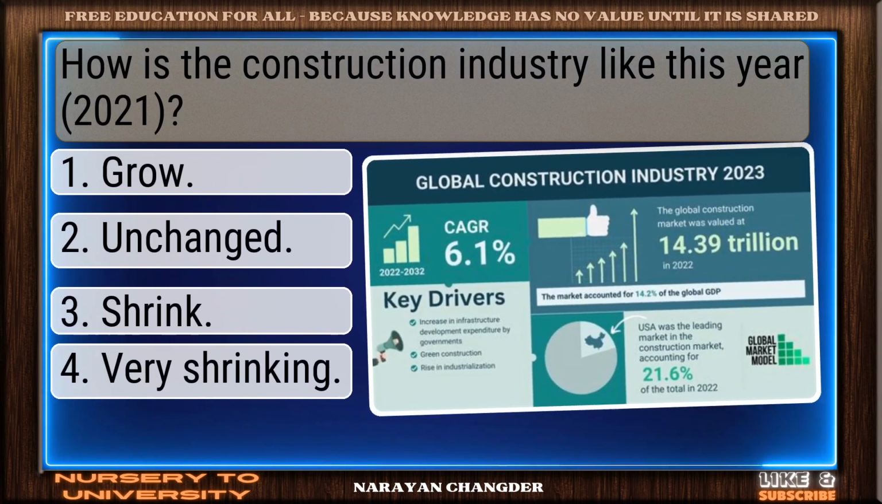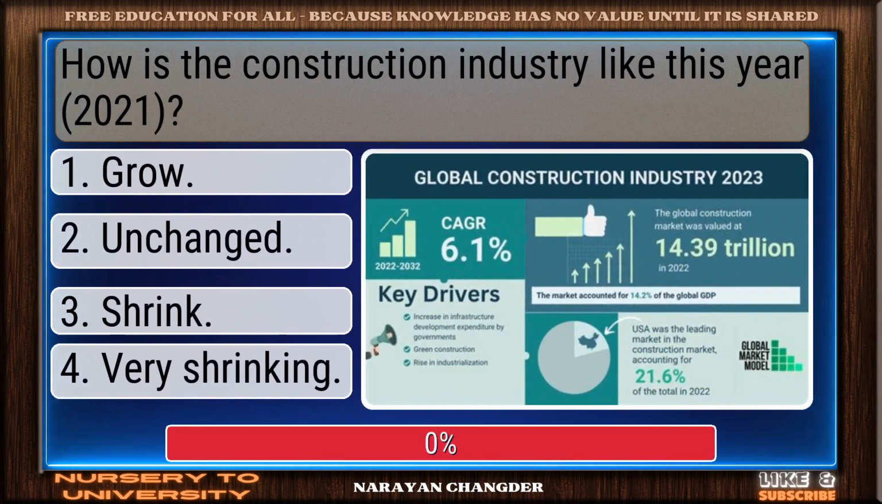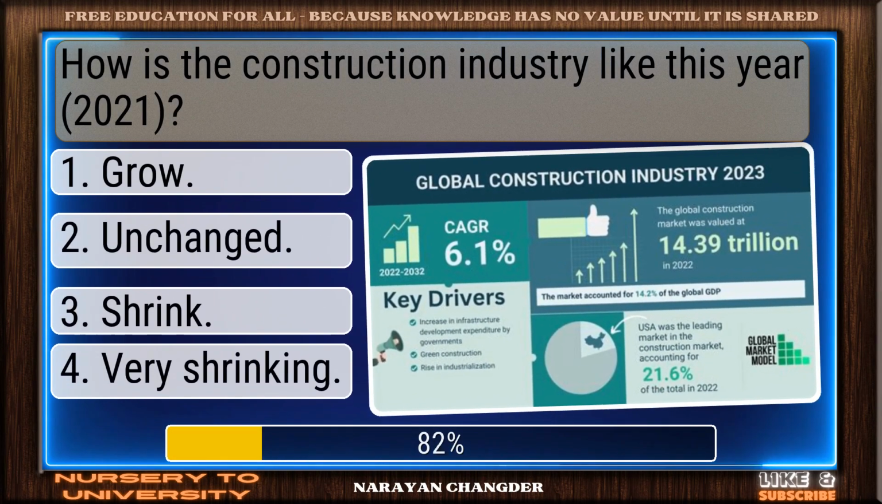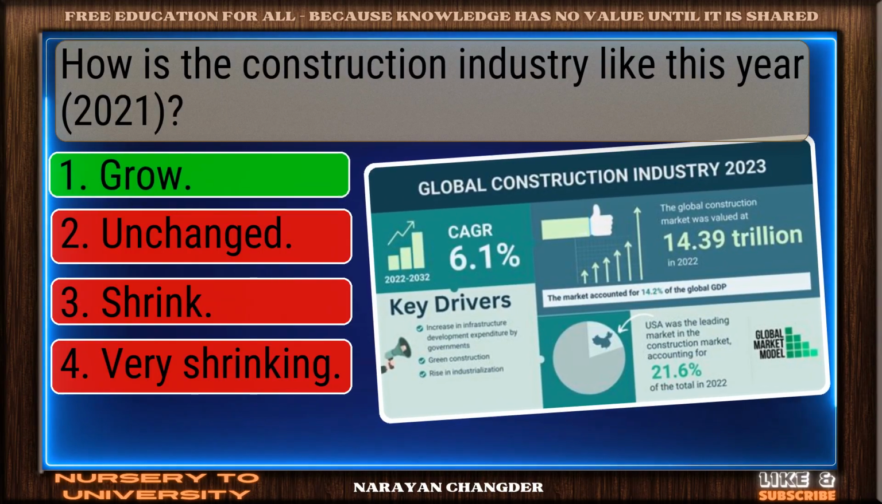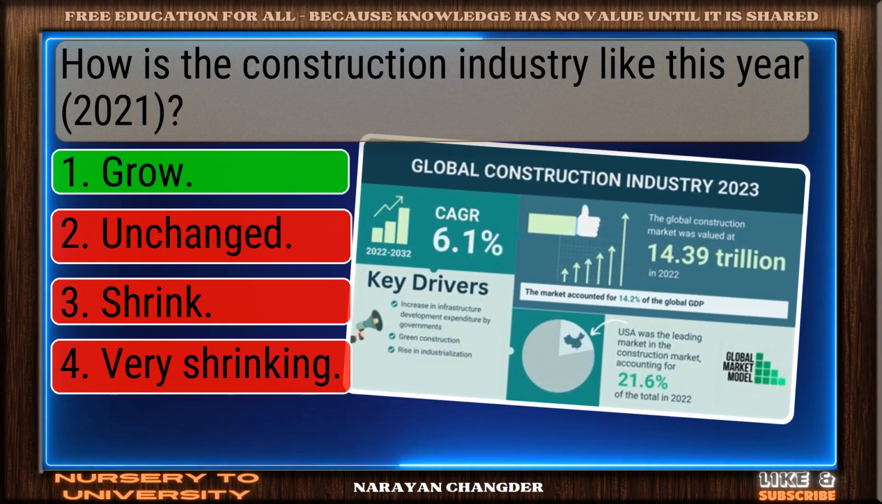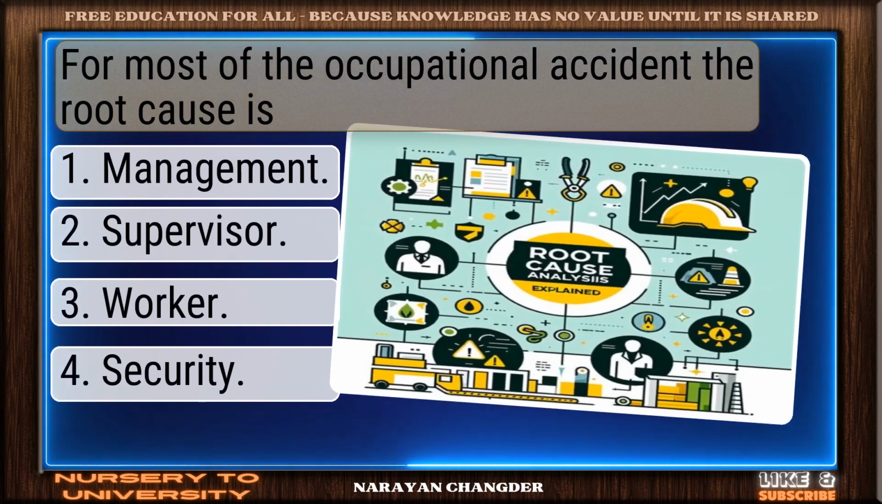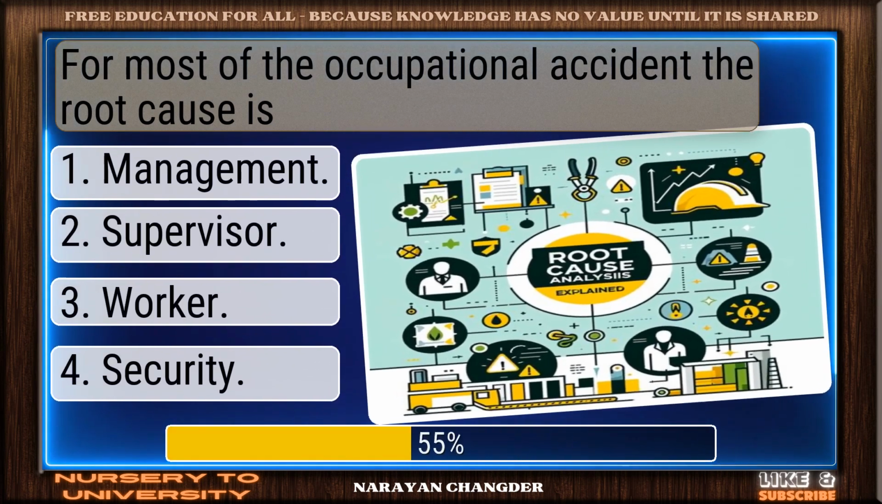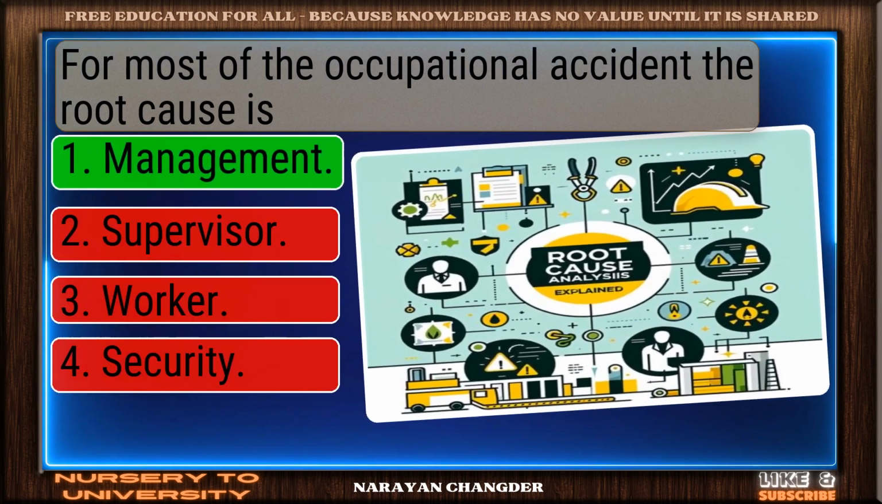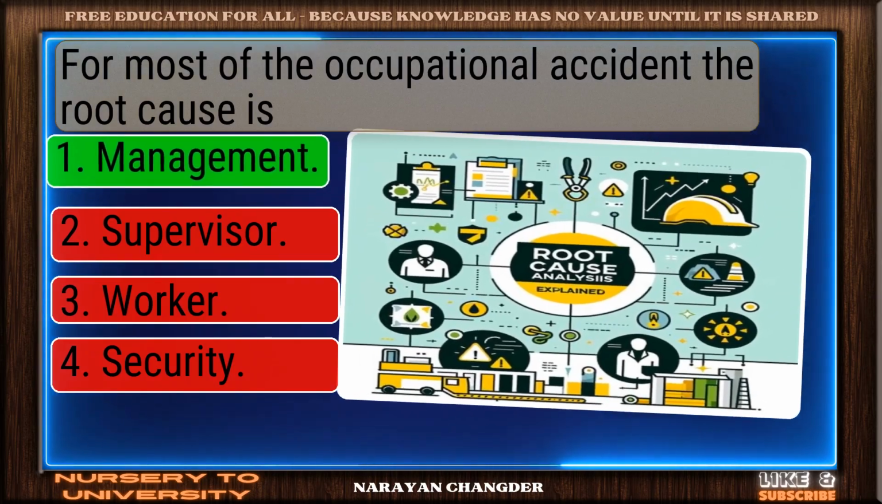How is the construction industry like this year? Smart move. Grow is an accurate answer. For most of the occupational accident, the root cause is Bravo. Management is the answer.